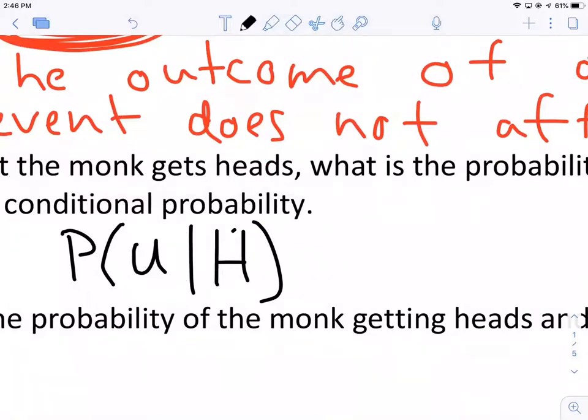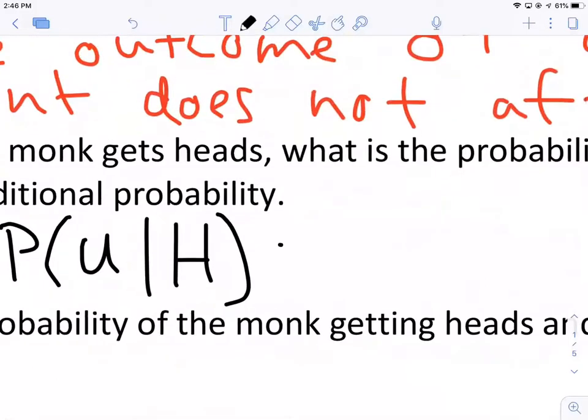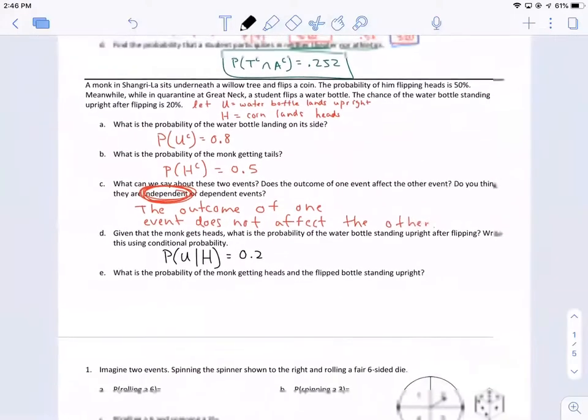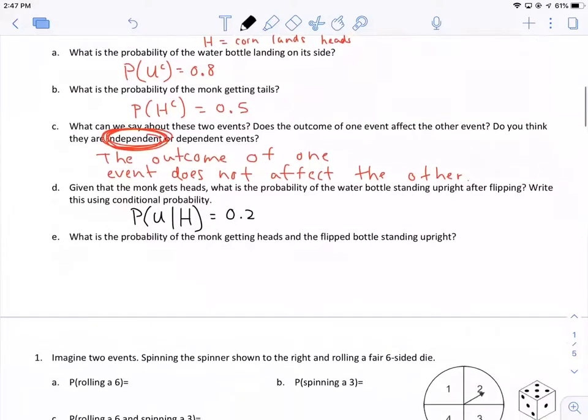It doesn't matter whether the monk got a tails or a heads or 100 tails in a row prior to us flipping this water bottle, right? The probability of it being upright is still going to be 20% because that is our skill level at flipping a water bottle. It stands upright 20% of the time. So it doesn't matter what the monk did in Shangri-La or what was the outcome of his experiment, right? Whatever happens, our chance is still 20% because they are independent events.